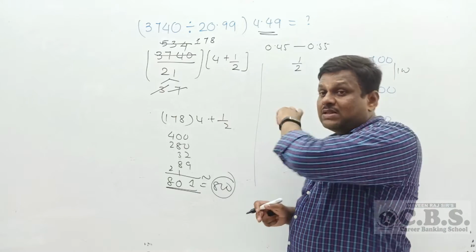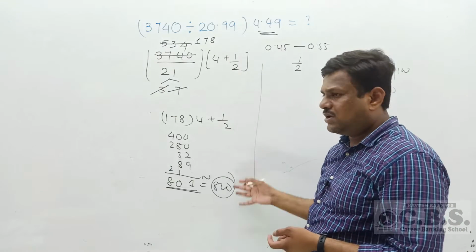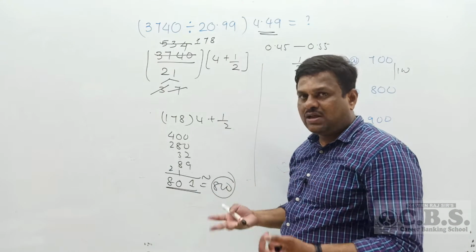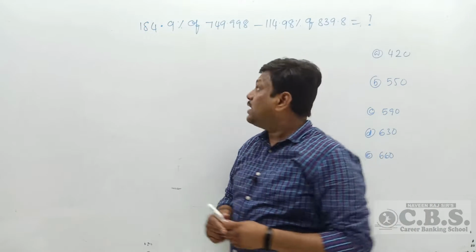There are 3 types. Here the difference is less, not very less. So less means what? I go for an accurate method, not a very near accurate method. I go for the accurate method. Okay, let's go with another question.